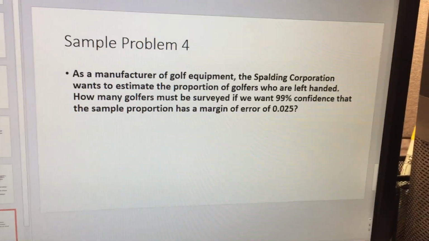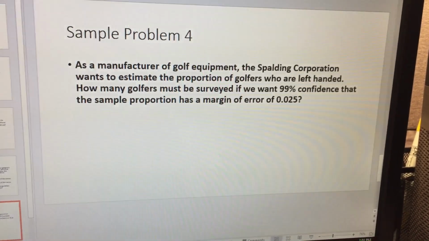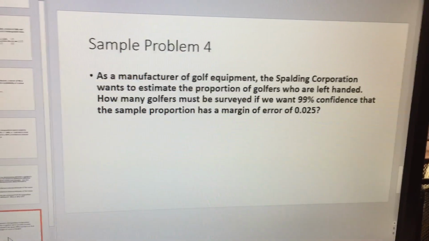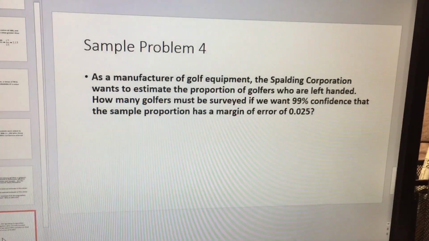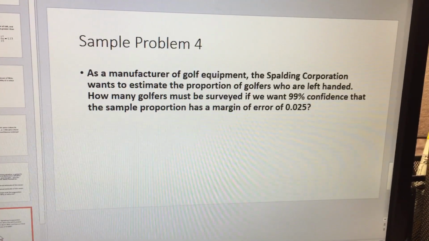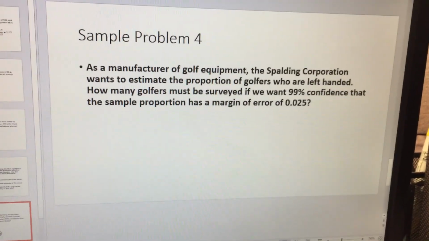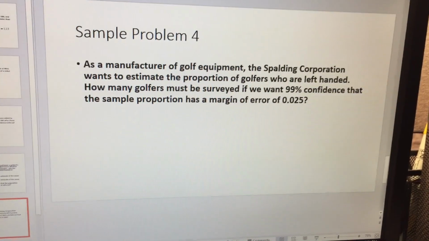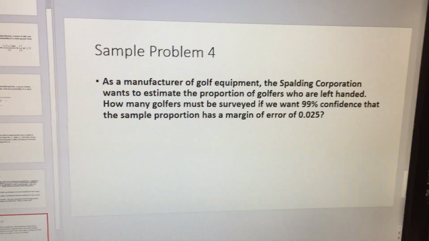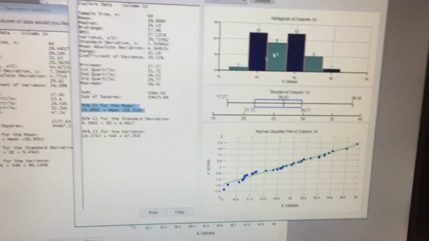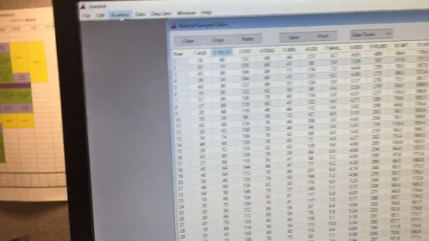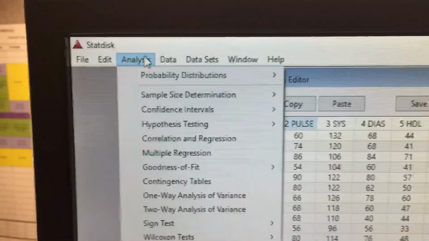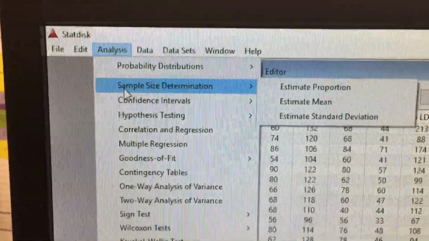As a manufacturer of golf equipment, the Spalding Corporation wants to estimate the proportion of golfers who are left-handed. How many golfers must be surveyed if we want 99% confidence that the sample proportion has a margin of error of 0.025? Alright, in this case here, I'm going to clear this stuff out. Now, what I'm going to do here is go to Analysis at the very top. Go to Analysis. We're going to go to Sample Size Determination.